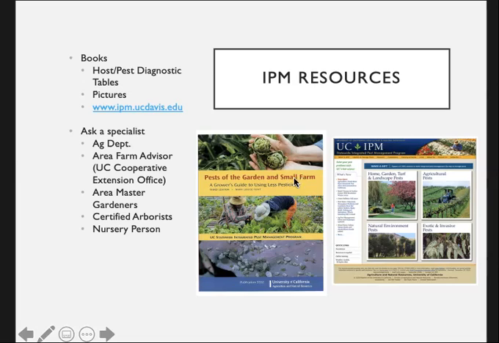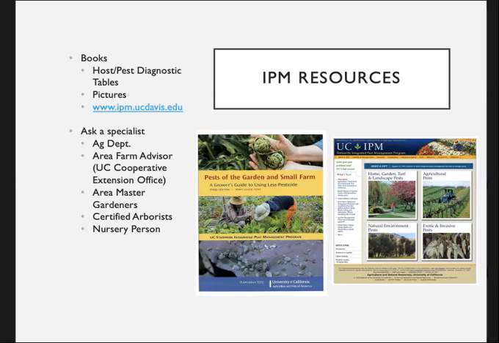And the nice thing about this book and other textbooks from UC IPM is that they often organize symptoms into tables and organize them by crop. So if you know what type of crop you're growing, you can go right to that crop page and take a look at what are some of the common issues that that particular plant might run into. So I like the way they organize it.